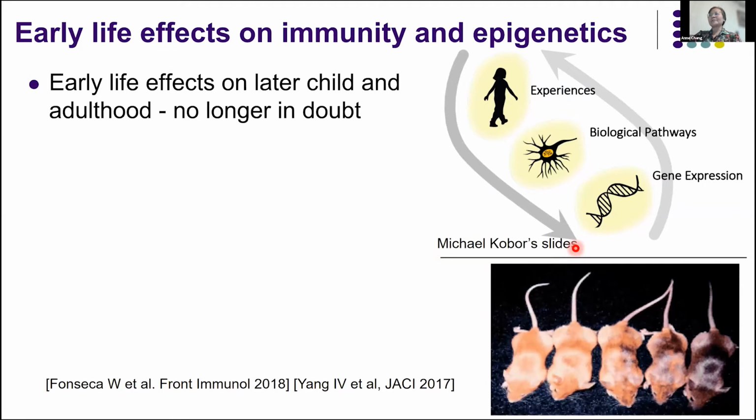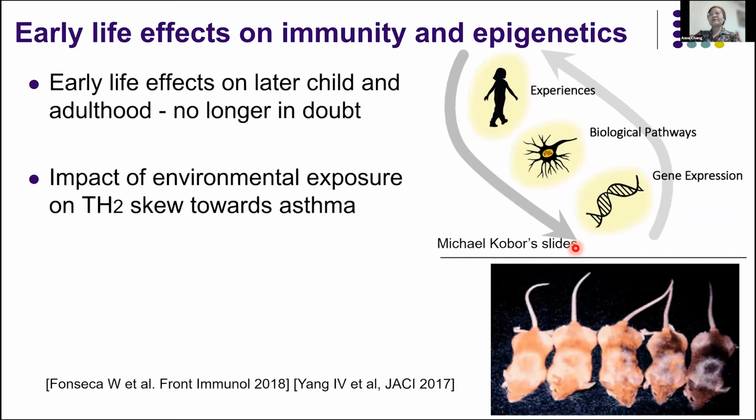So this picture is a picture of rats, and you can see the different colors, but they're all genetically identical. So it doesn't mean that it's just the genes that affect what you actually express, but the epigenetics are also very important, and these can alter depending on your life experiences and biological pathways and the gene expression. And a very clear-cut example, as shown in a lot of asthma studies now, is the environmental exposure on the TH skew in asthma.